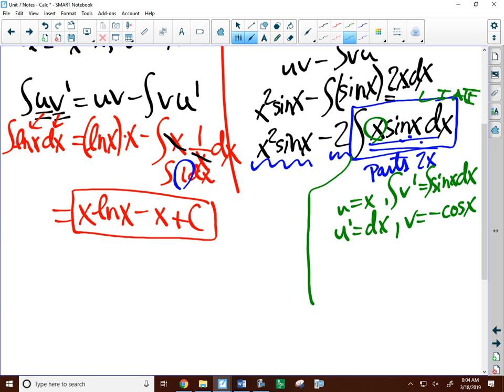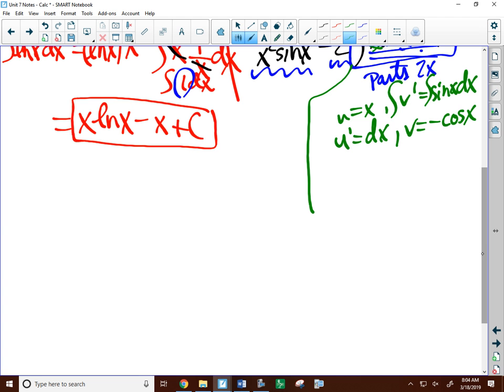So again, I'm going to bring these back in a minute, x squared sine x minus 2, but I'm just going to do this part first. I'm going to write the formula. So I'll just put in x for u. For v, it's negative cosine x. I guess I'll write it like this. Minus the integral of v, which is negative cosine x, and I'll just keep it like that for now. And then u prime is dx.